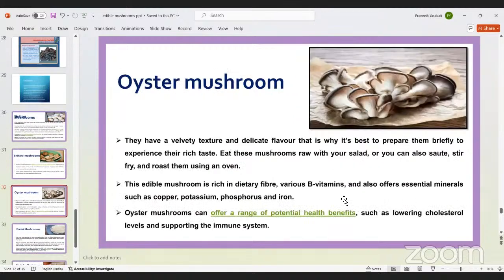So another one is the oyster mushrooms. They have a velvety texture and delicate flavor. That's why it is best to prepare them briefly for the rich taste. Eat these mushrooms raw with your salad, or you can also saute or stir fry and roast them using an oven. These edible mushrooms are rich in dietary fiber, various B vitamins, and essential minerals like copper, potassium, phosphorus, and iron. Oyster mushrooms can offer a range of potential health benefits like lowering cholesterol levels and supporting the immune system.